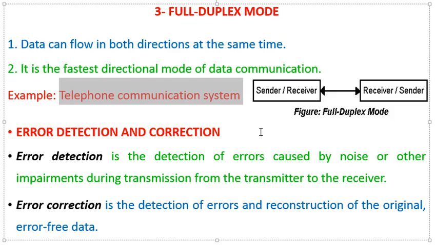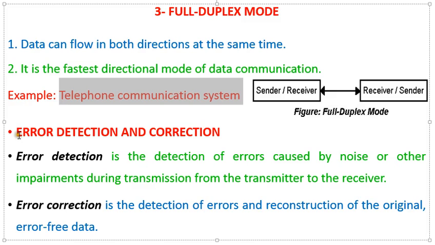So these are the three modes of data transmission. We have seen the types of data transmission, which include serial and parallel, and under serial we have synchronous and asynchronous, but the modes are three: the simplex mode, half duplex, and the full duplex.